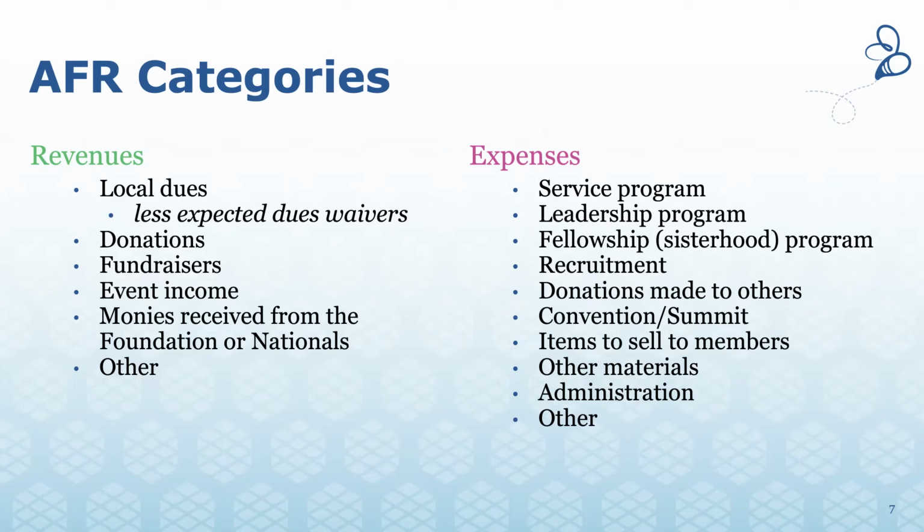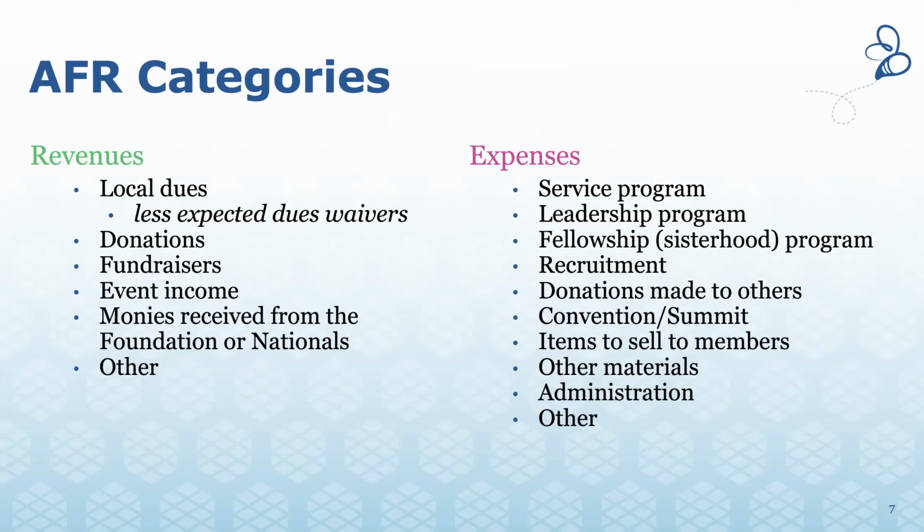So then we want to know your fundraiser income, your event income, and then money that you receive from the foundation or national. So just in general, this is OPA entities, because we have to report what money was received from the overarching organization. And then as always, there's a category for other.